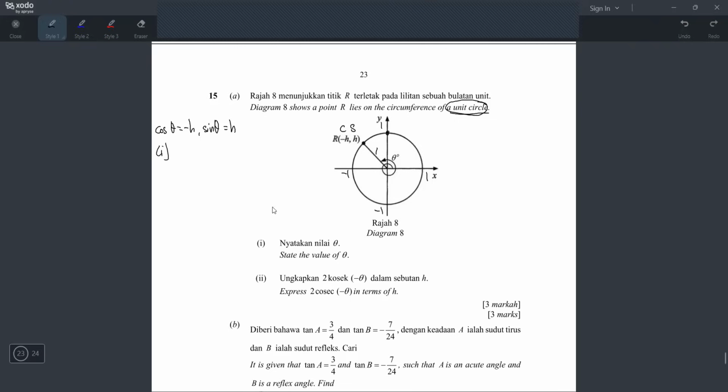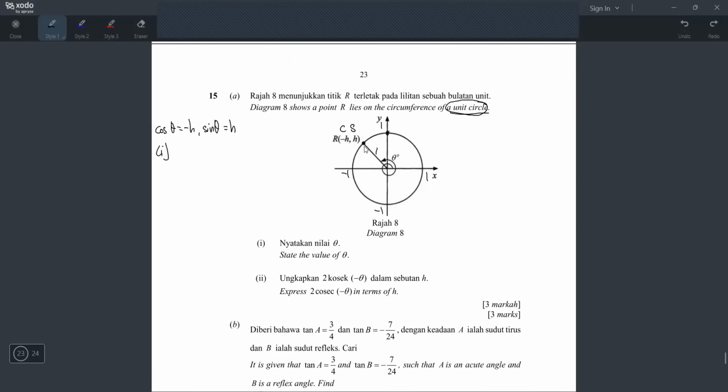Okay, now let's do number 1. State the value of theta. Okay, if I want to find theta, I need to have H first. Do you agree? Doesn't matter whether I'm using this or this, I need to have H. Because if I don't have H, how can I find the sine inverse of H, right? I need to have H so that I can press shift sin H, then only I can get my theta. But the problem is I don't have H, right? Okay, let's find out the H.